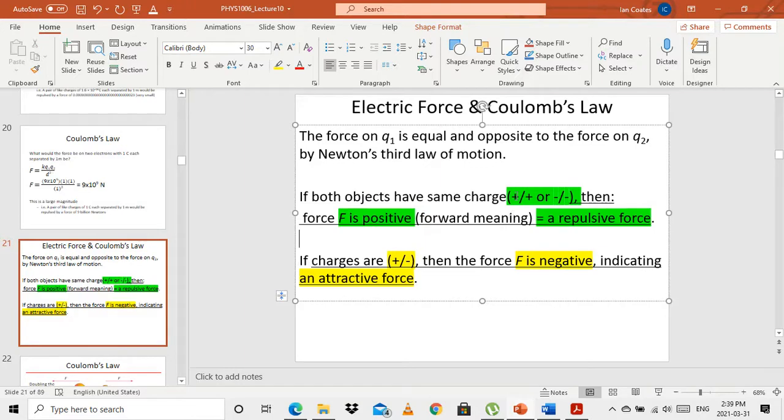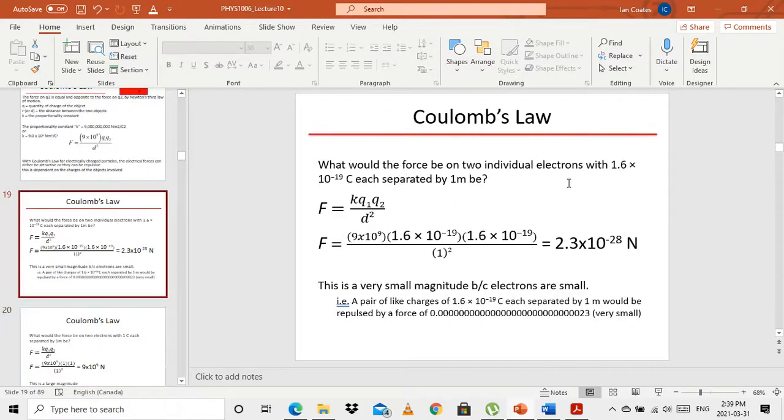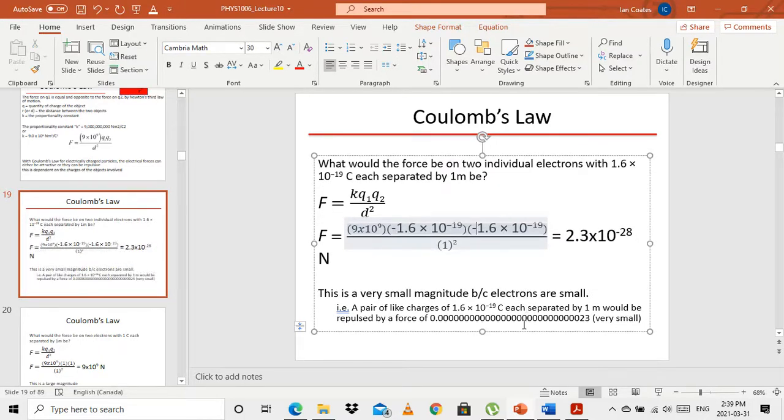Now remember, I'm going to give you a charge for each of, in this case, two individual electrons. What's going to happen here is that's negative and that's negative. A negative times a negative is a positive. So that's how we know this repels, because the force is positive.